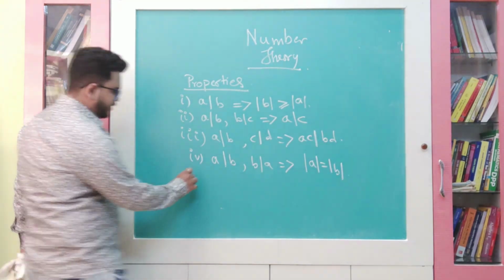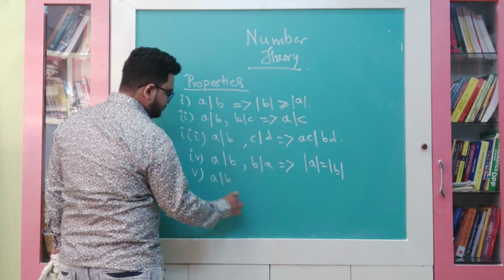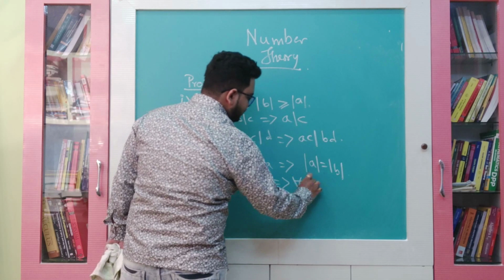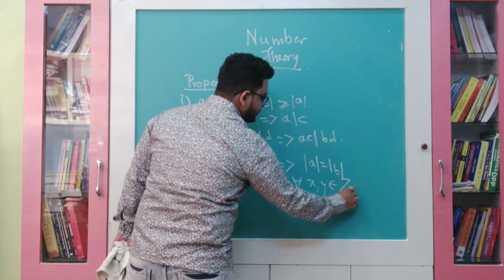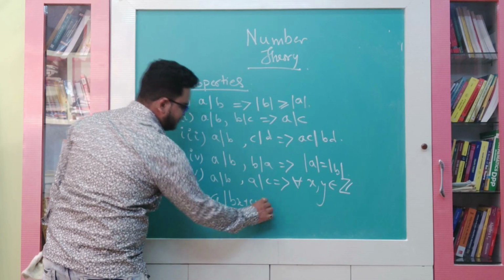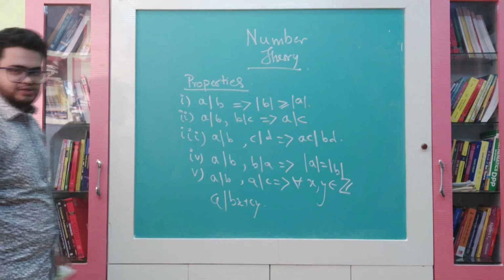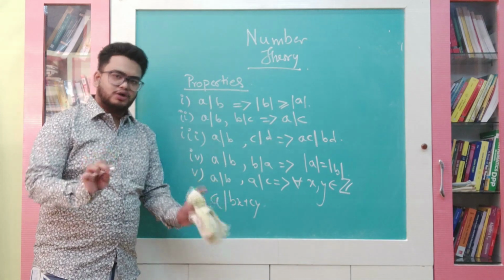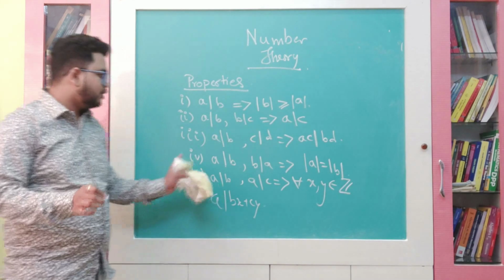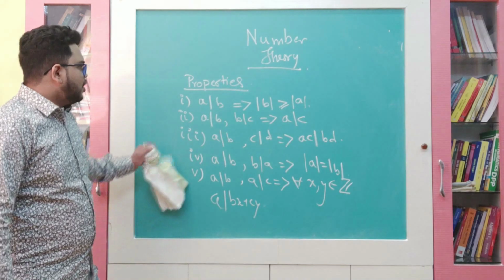5. If a divides b and a divides c, then for all x, y belonging to the integers, a divides bx plus cy. So please write down these properties if you are noting in some copy. If you don't write it, you can just see it. Okay, I am erasing it.